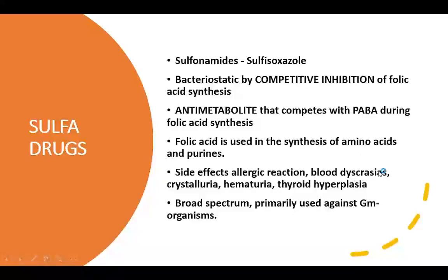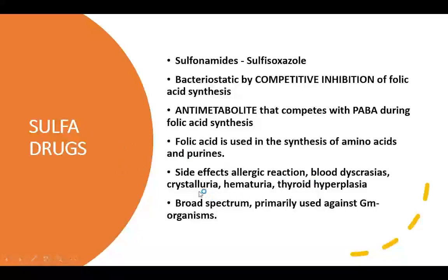Other ones are things like blood dyscrasias, crystalluria, crystals in urine, hematuria, and thyroid hyperplasia. But more or less, these are incredibly unlikely ones to get. Crystalluria does happen, and I don't think we actually know the mechanism of why it happens. If I remember correctly, the thought was that sulfurs tend to like to build up urea in urine and form crystals much easier. And so if you're taking a lot of sulfa drugs, you're just dumping a lot of sulfur into your system. But I don't think that we know for sure.